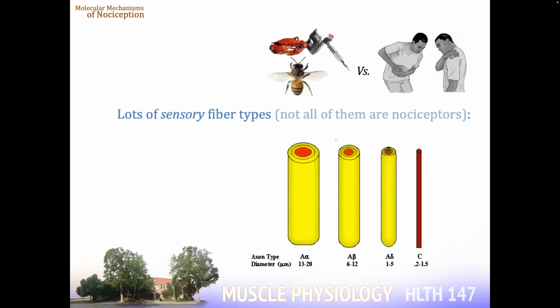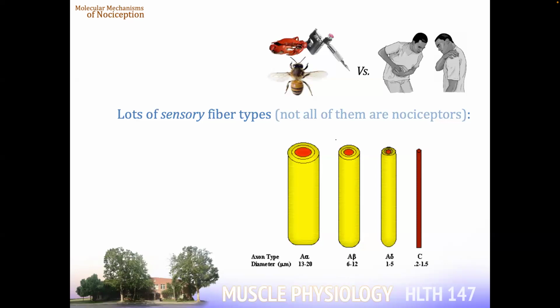So we have different afferent nerve types. There's A alpha and A beta, thickly myelinated nerves. These aren't sensing pain. These aren't nociceptors. A delta and C, thinly myelinated and unmyelinated, these are the ones sensing pain. And the type of pain you experience from them is different.